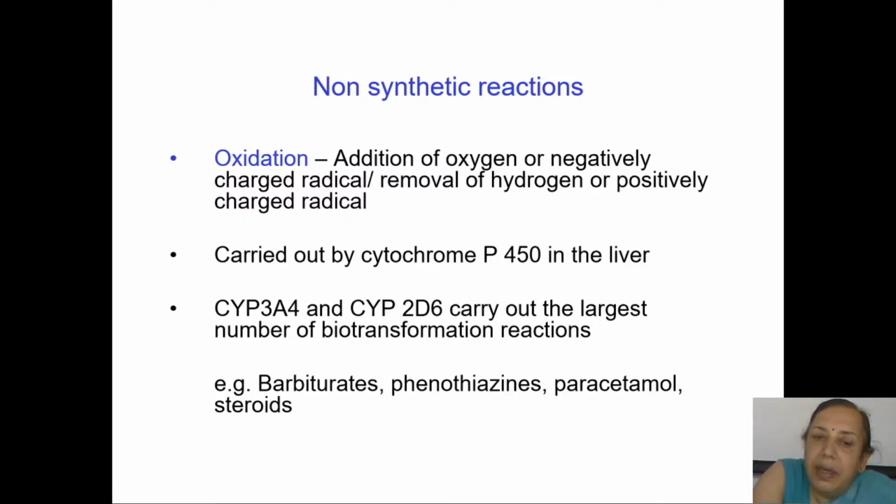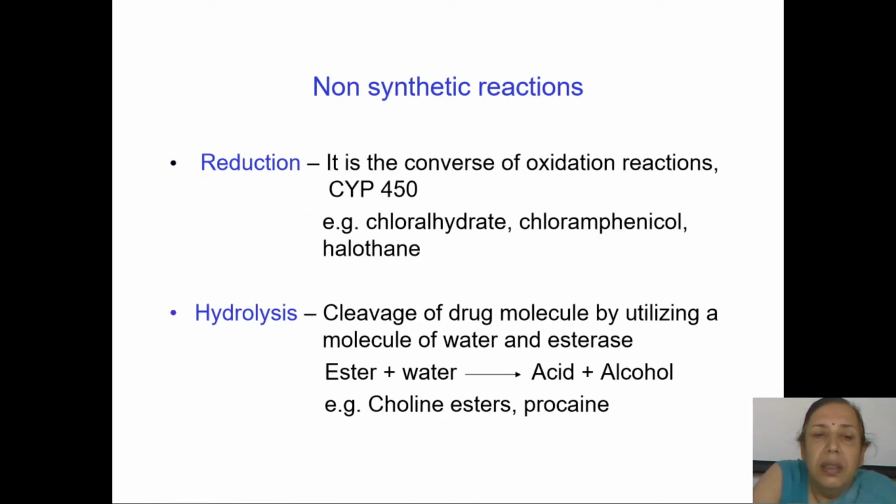That means every drug cannot be metabolized by all forms of cytochrome P450. There are certain drugs which may be better substrate for these enzymes. So if you look at some of the enzymes which are largely used for biotransformation reactions, these are CYP3A4 and CYP2D6. Several others which are available. If we look at certain drugs which are metabolized by oxidation using cytochrome P450, you have barbiturates, phenothiazines, paracetamol and steroids.